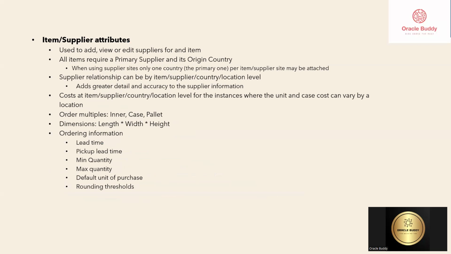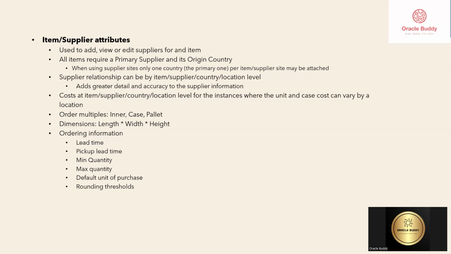Let's talk about item supplier attributes. These are used to add, view, or edit suppliers for an item. An item requires a primary supplier for its country of origin. So an item can have multiple suppliers, but only one supplier will be the primary and the rest will be secondary suppliers. Supplier relationship can be at item, supplier, country, location level.